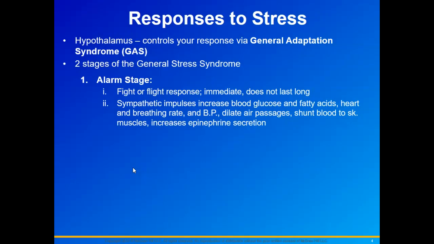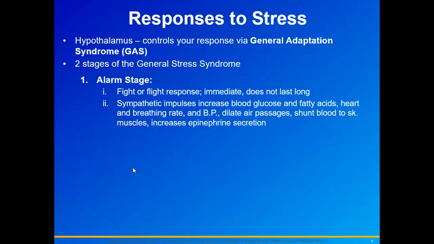Breathe. So what are we doing in breathing? We're inhaling oxygen and exhaling carbon dioxide. We're getting rid of all those wastes so that we can continue to make ATP and do whatever we need to do. We're also going to shunt blood to the skeletal muscles. That's like what we talked about last time, as far as being important to get oxygen and nutrients there so they can keep moving. And also we're going to increase epinephrine secretion.